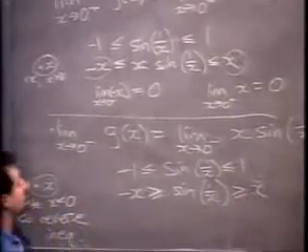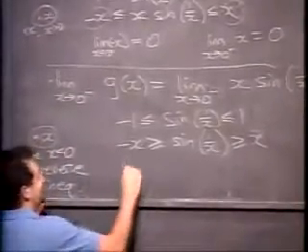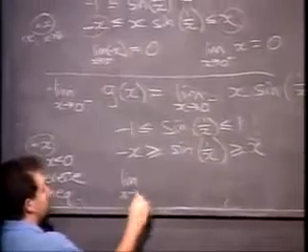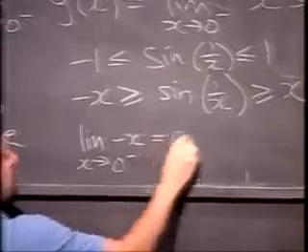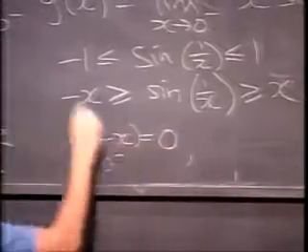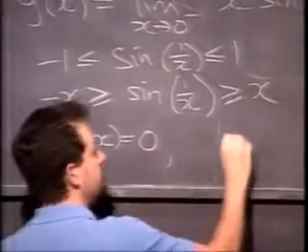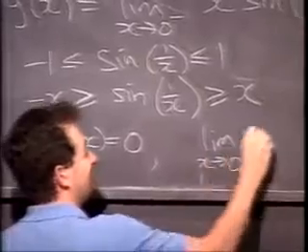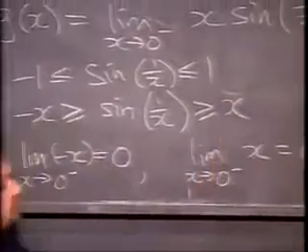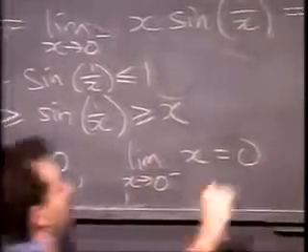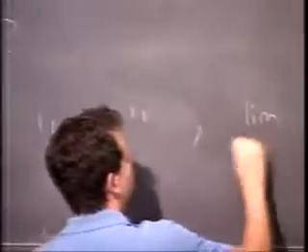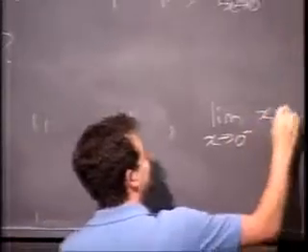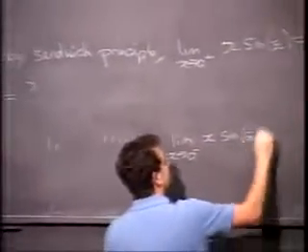Of course, it doesn't make a difference because the sandwich principle doesn't really care which one's on the top and which one's on the bottom. That limit is 0, so that goes to 0. This goes to 0 up here. Therefore, again, by the sandwich principle, the left-hand limit, x sine 1 over x, is 0.